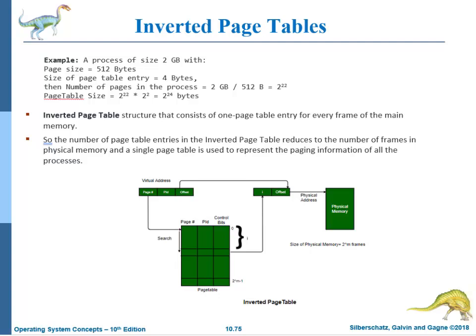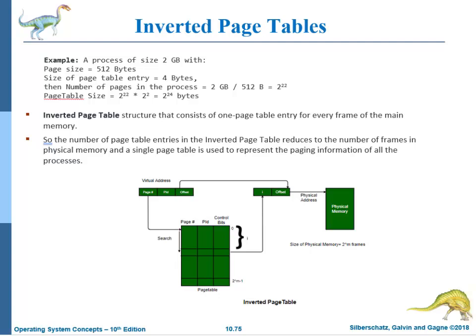So the number of page table entries in the inverted page table reduces to the number of frames in physical memory, and a single page table is used to represent the paging information of all the processes. Through the inverted page table, the overhead of storing an individual page table for every process gets eliminated, and only a fixed portion of memory is required to store the page information of all the processes together.